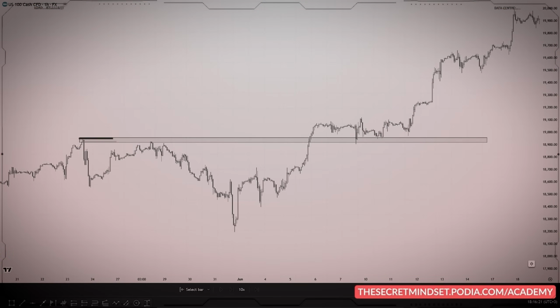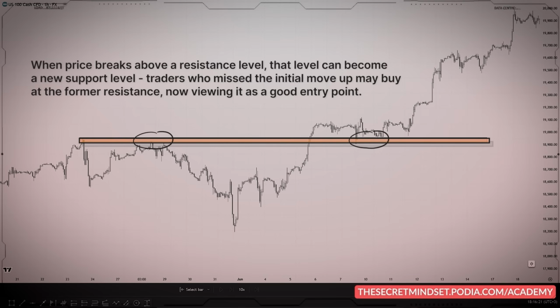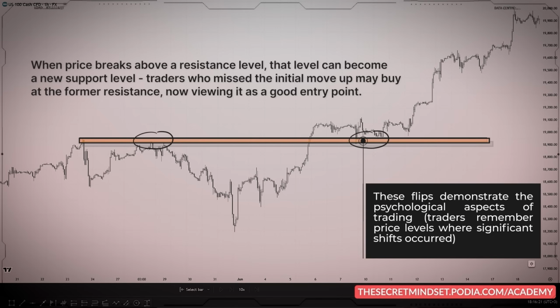When price breaks above a resistance level, that level can become a new support level, as traders who missed the initial move up may buy at the former resistance, now viewing it as a good entry point. These flips demonstrate the psychological aspects of trading. Traders remember price levels where significant shifts occurred, and their collective actions around these levels can create self-fulfilling prophecies.